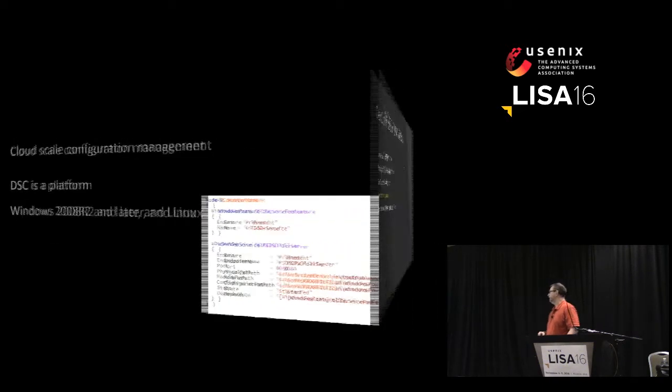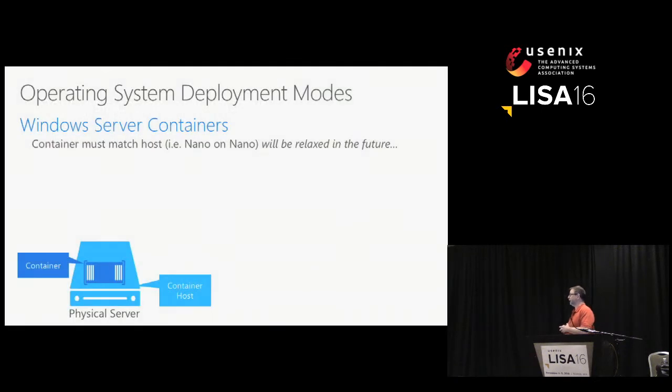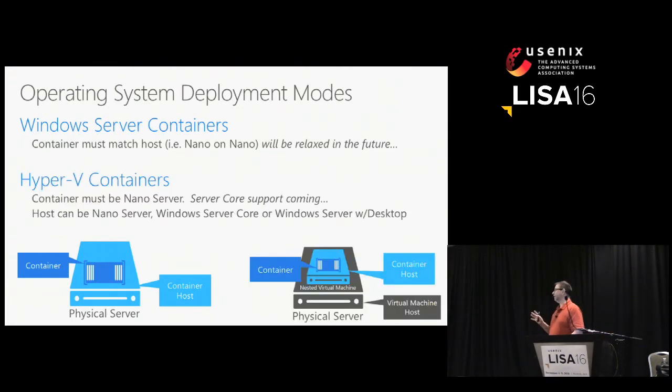Okay. Now, containers. We added container support in Windows Server 2016. We have two types of containers. The first is Windows Server containers. These are exactly isomorphic to a Linux container, okay? However, we have a new type of container, and these are called Hyper-V containers.